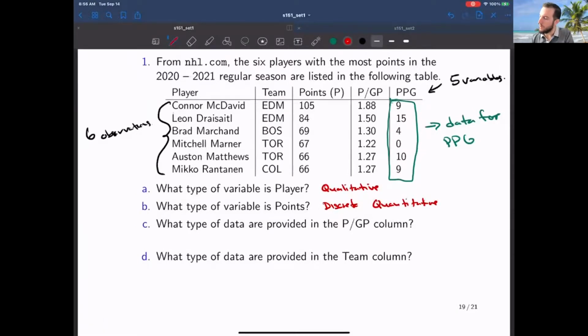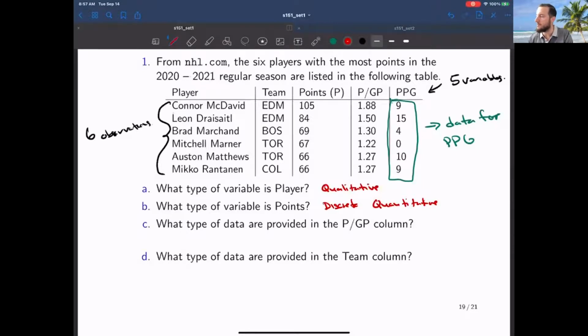All right, part C, what type of data are provided in the points per game played column? Okay, so points per game played is now effectively an average of how many times you score per game. You can see here that this data is measured to 2 decimal places of accuracy. So this would be an illustration of data that would be quantitative because it's a numerical value, but it's continuous because we have some number of decimal places of accuracy by which we can measure this value. And you can imagine that if I wanted to, I could do this to 1 decimal place or 4 decimal places. It's easy to extend.